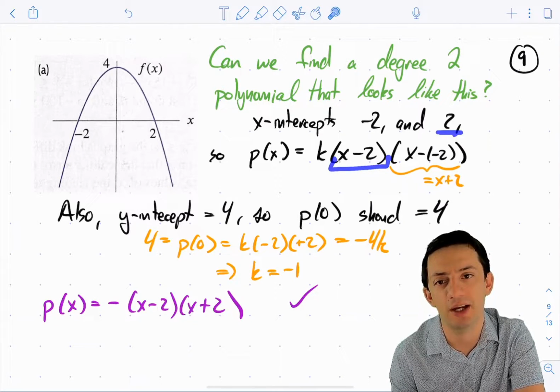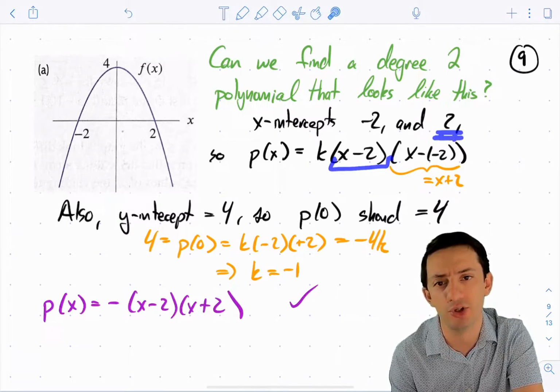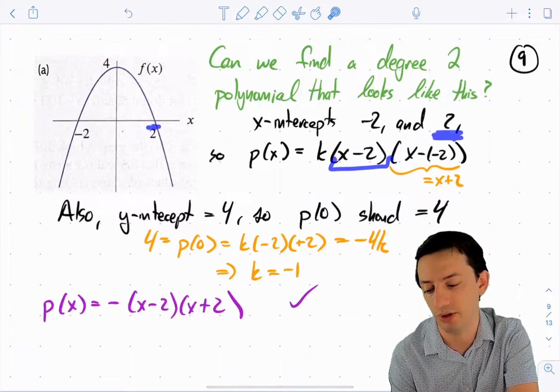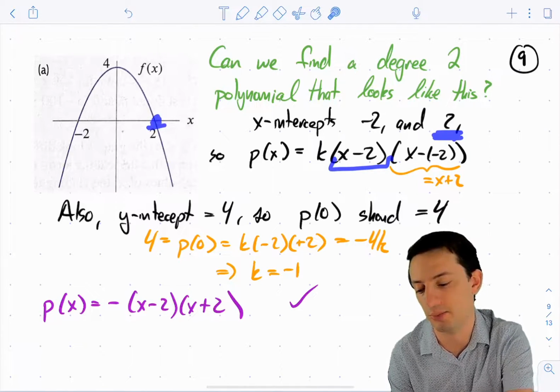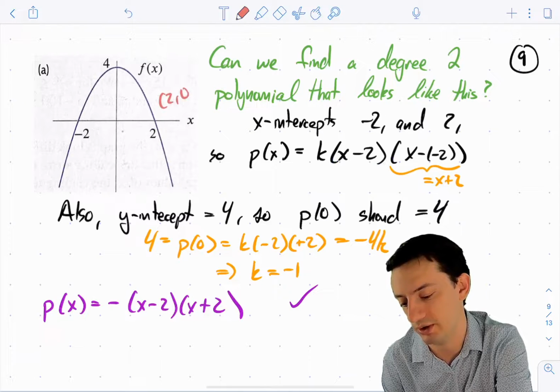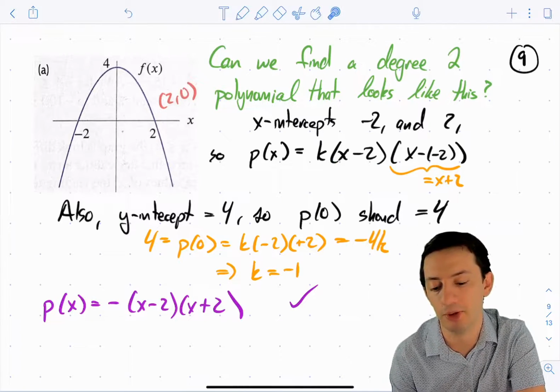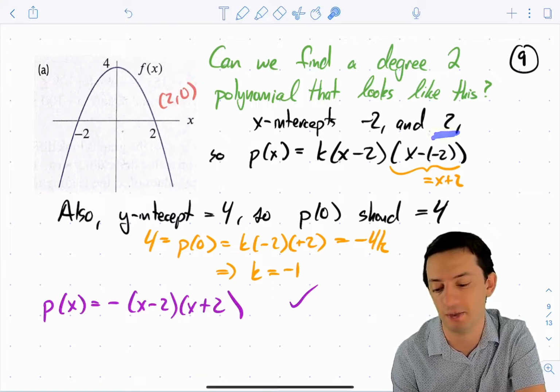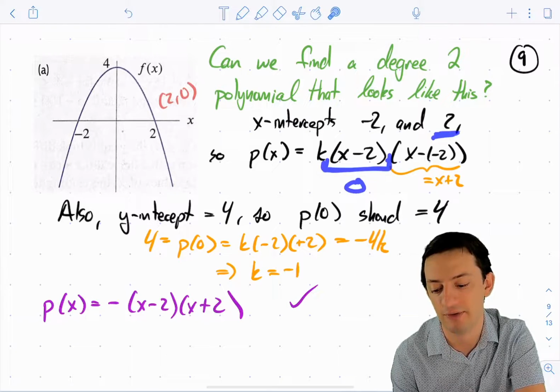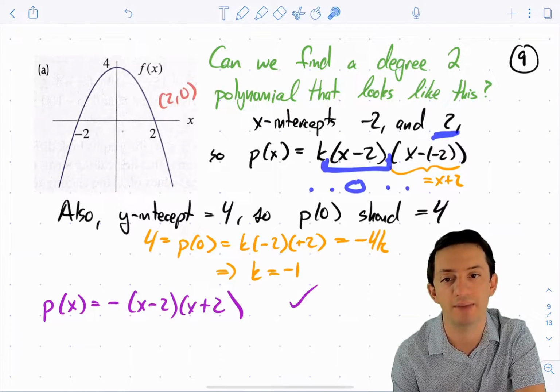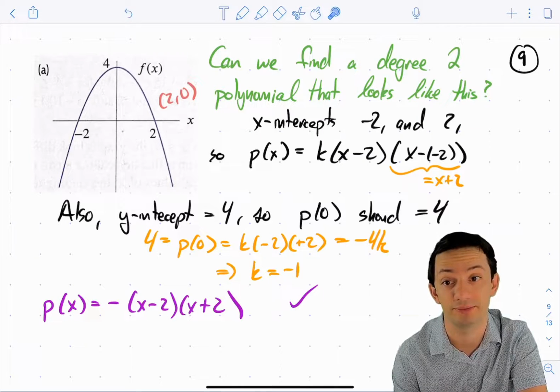And why is that? It's because having an x-intercept of 2 means that if I plug in 2, then I must get 0, right? This is the point (2, 0). So if I plug in 2, I must get 0. That means we have a factor of x minus 2, because now if I plug 2 into this, then that factor is 0, and then I have something times 0 times something, which is 0.